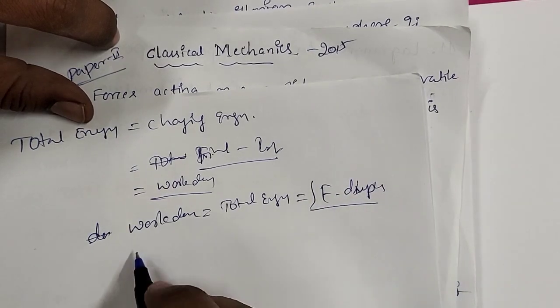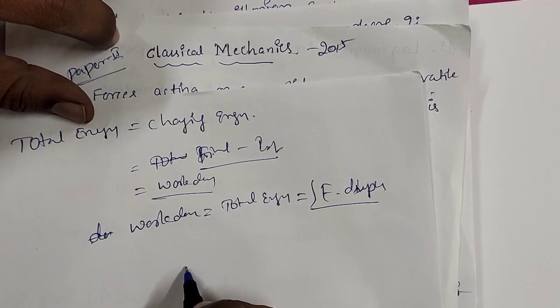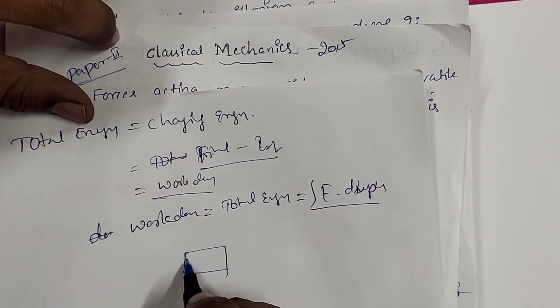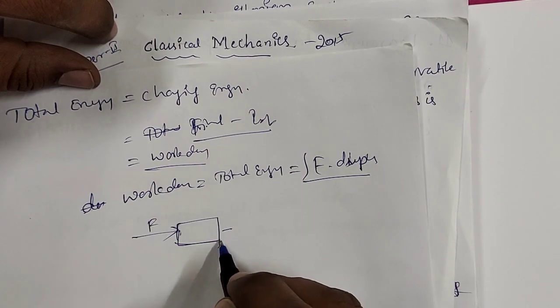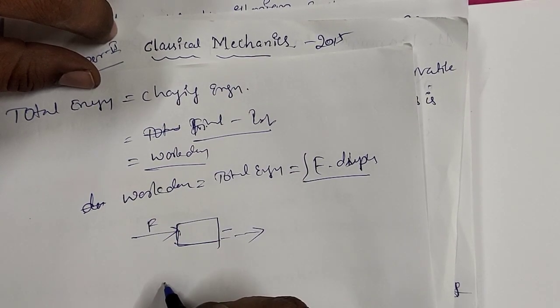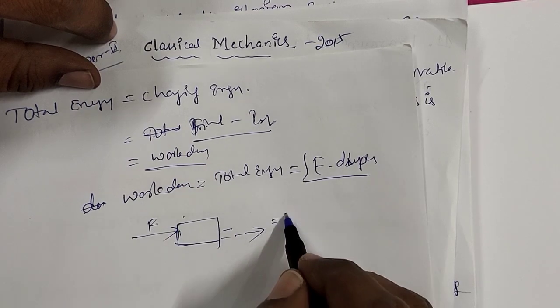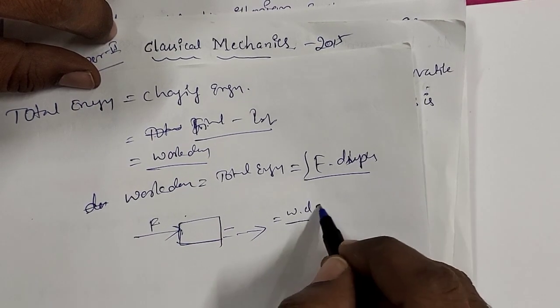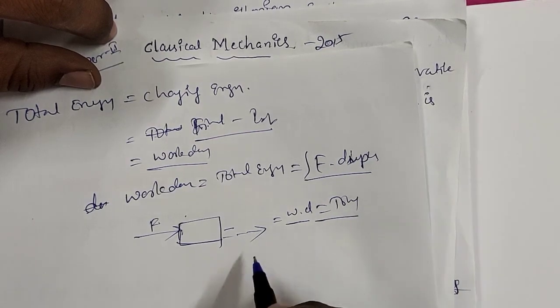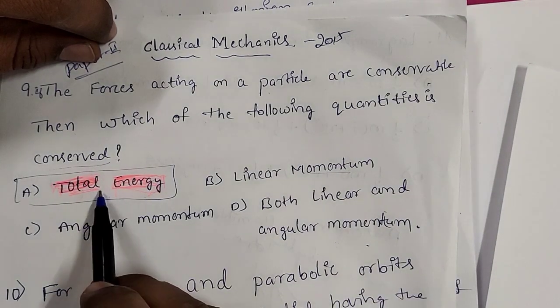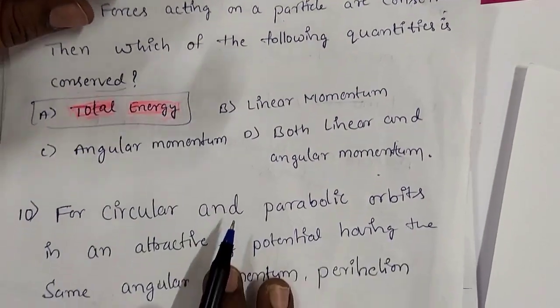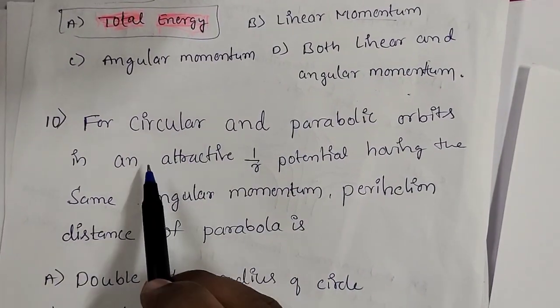So let us consider this is the particle. If the force acts on this particle, it takes a displacement. So this force into displacement is nothing but work done, which is also equal to total energy. So therefore total energy is conserved. So option A is correct. Next, question number 10.